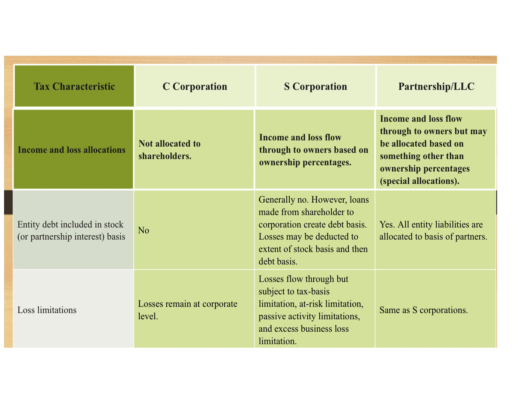Obviously, with a C corporation, income and losses stay at the corporate level. An S corporation is a flow-through entity. It's based on ownership percentages. Notice with a partnership, the income and losses flow to the owners, but they can be allocated based on either ownership percentages or special allocations. There's a lot more flexibility with partnerships. With S corporations, it's based on ownership percentages.